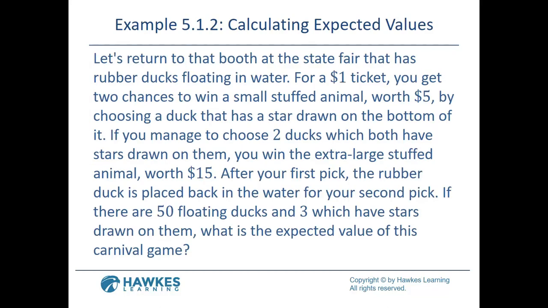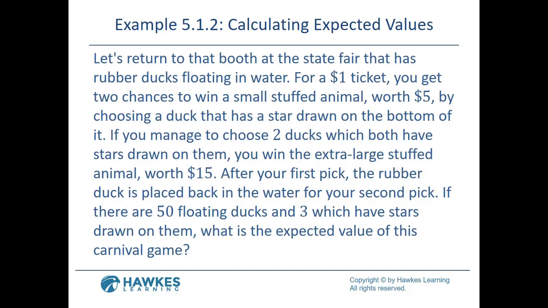And again, it's got a lot of words to it, so don't freak out on this. So let's return to the booth at a state fair that has rubber ducks floating in the water. Now, I'm going to pay $1, okay? And that $1 gets me 2 chances to win a small stuffed animal that's worth $5. Now, by choosing a duck that has a star on the bottom, you get a small stuffed animal. Now, if you happen to manage, because you got 2 chances, right? What if I pull 2 ducks that both have stars drawn on them? Well, you win an extra large stuffed animal, and that's going to be worth $15.